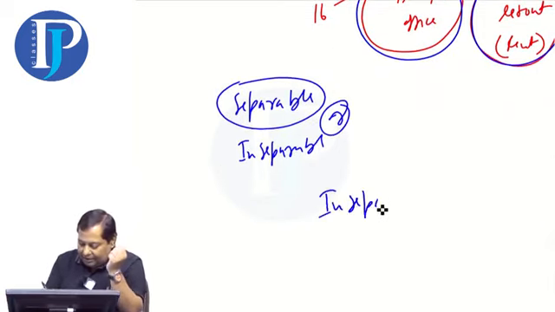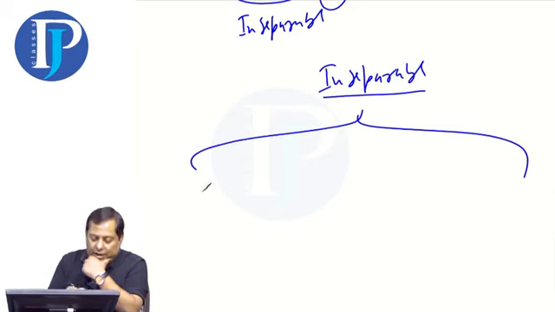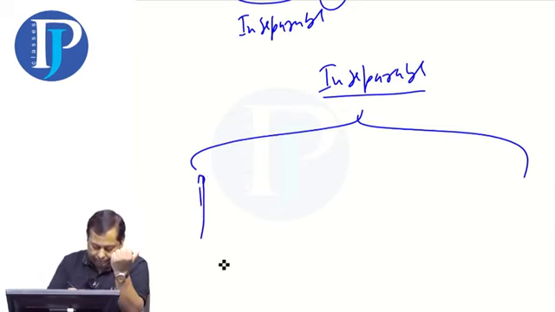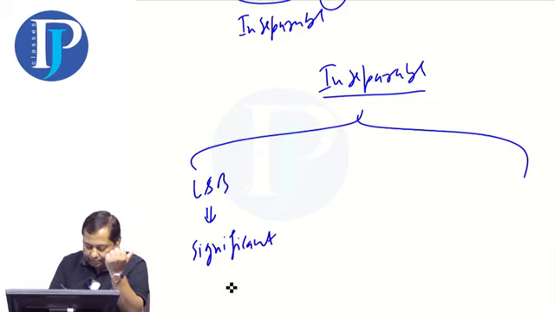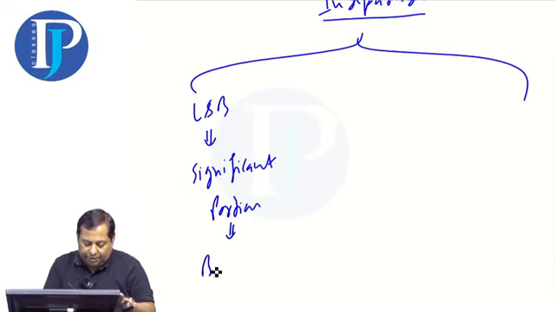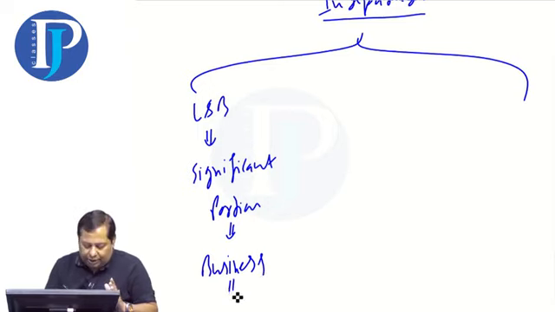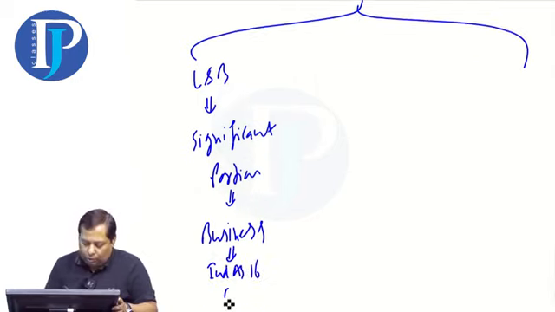Let's say it's a case of inseparable. Okay? See, it's two cases. If your land and building, and its significant portion, is being used in your business, then you should apply Ind AS 16 on the whole property.